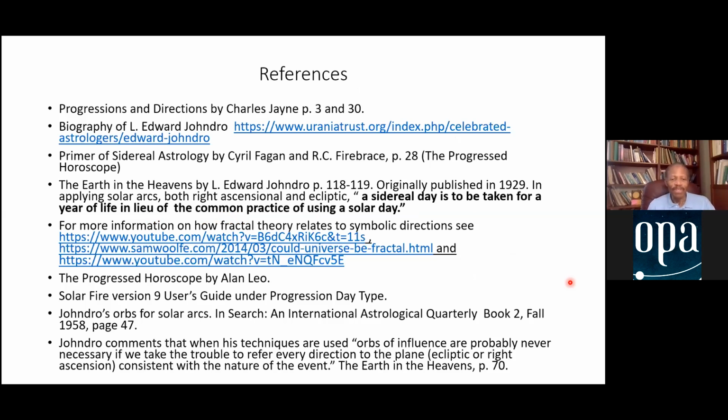And there are some references I recommend. You might want to take a look at these here on fractals, some interesting information contained in these. I think there's one or two from David Cochran. And I just wanted to point out this little comment that Johndro made. Johndro comments that when his techniques are used, orbs of influence are probably never necessary if we take the trouble to refer every direction to the plane consistent with the nature of the event. And by plane, I think he's referring to either the ecliptic or right ascension.